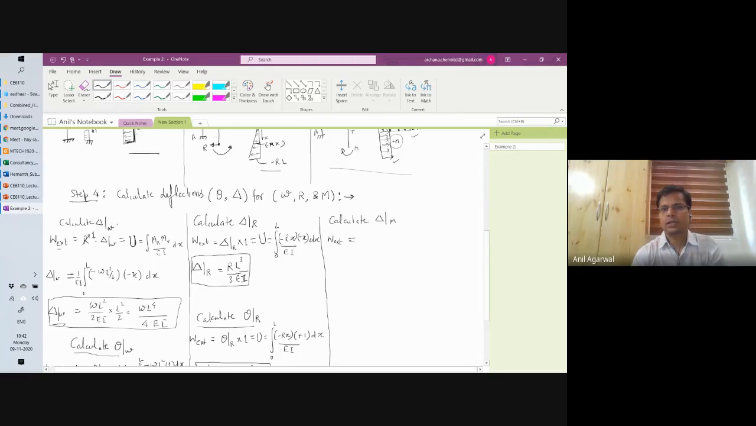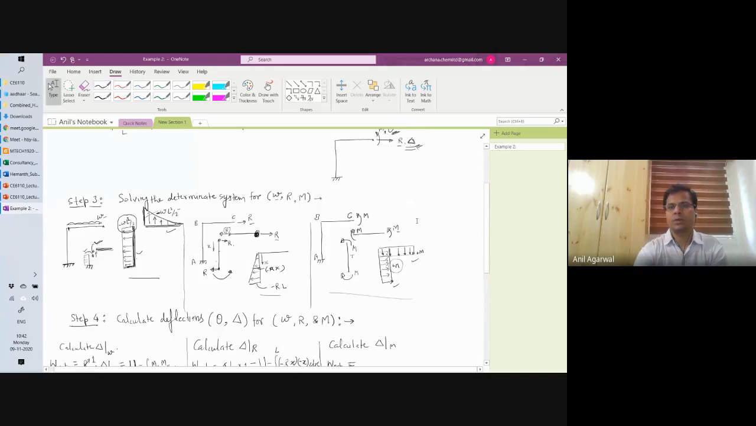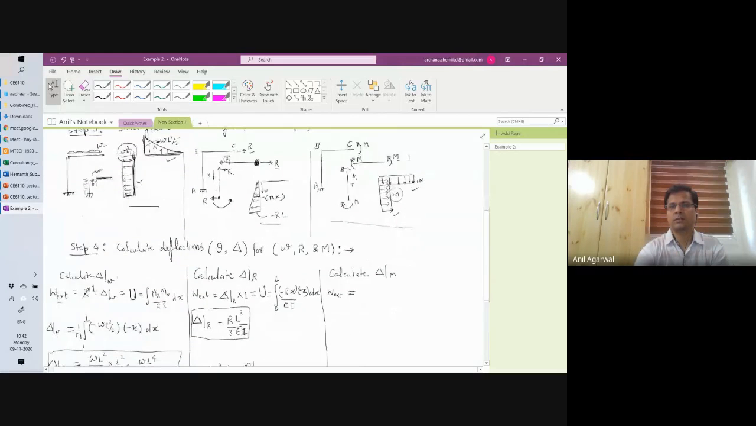Now I'm talking about delta because of M. If I apply a moment here, it is going to have a deflection. I want to know how much deflection it has in the rightward direction. For that, I have to apply a unit R. So delta because of M multiplied by unit R is the external work.